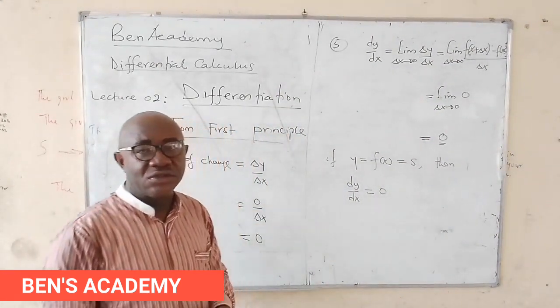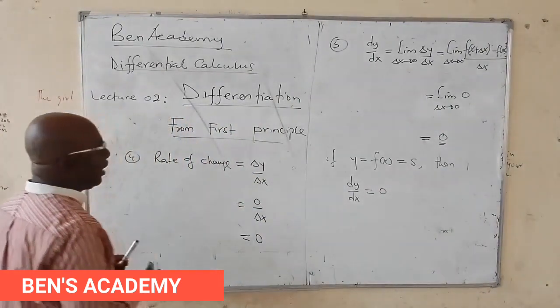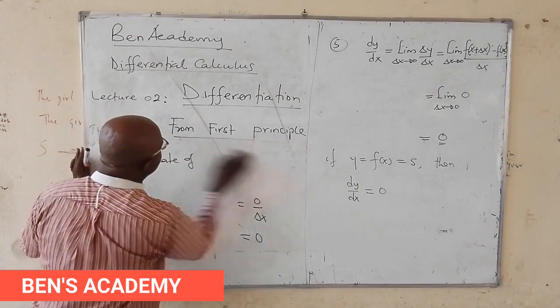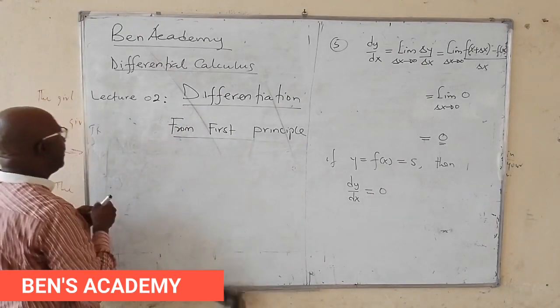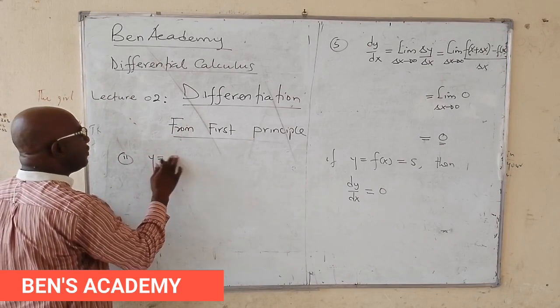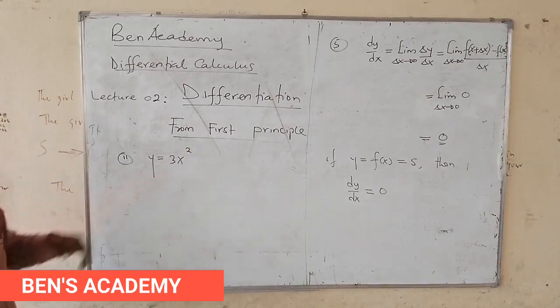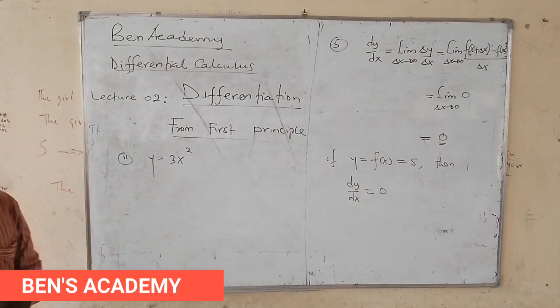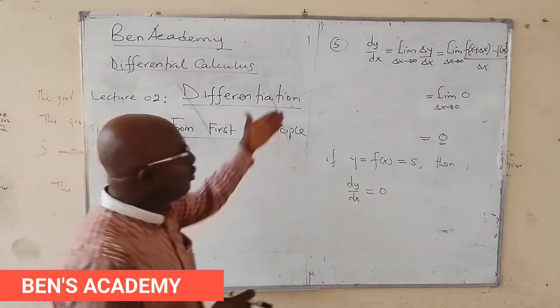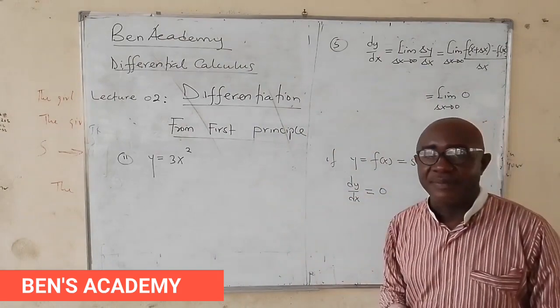Right now, we want to solve the second problem. I will clean this side of the board, and please follow. The second question is y equal to 3x to the power 2. We want to again solve this particular problem using the first principle method of differentiation. And there are 2 approaches. The first approach is the one I'm still talking about, and we shall use that first approach to solve this problem.